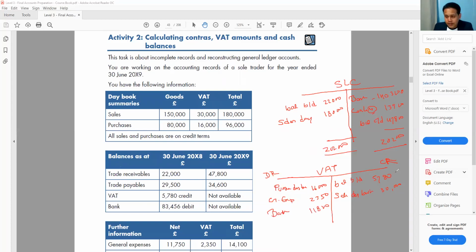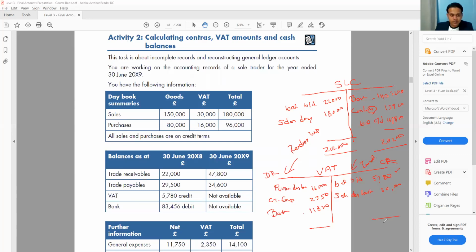So opening we have 5,780. Then we make a sales, the VAT is 30,000. We claim 16,000 and 2350 for the general expense, and we already paid some VAT. So writing in this side, that means reducing the liability. Writing on the credit side, increasing the liability. So all you need to do, you need to make a total now. So let's make a total. Which side will be the higher side? It looks like that side.